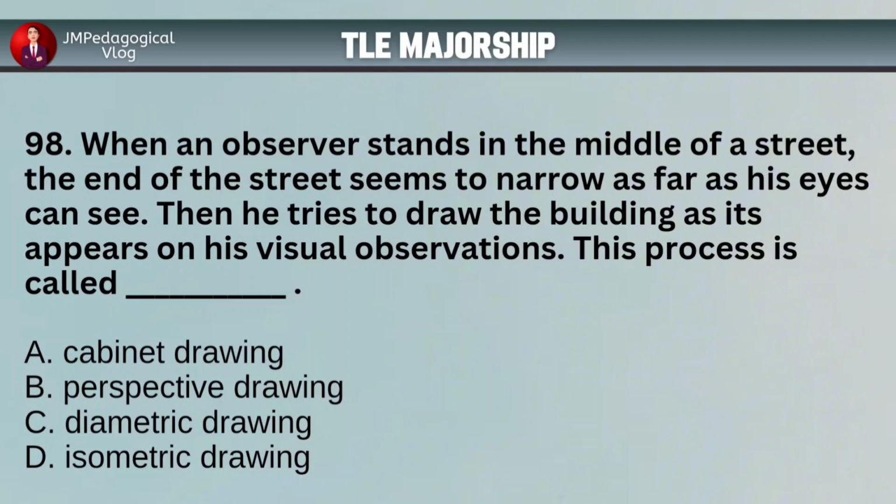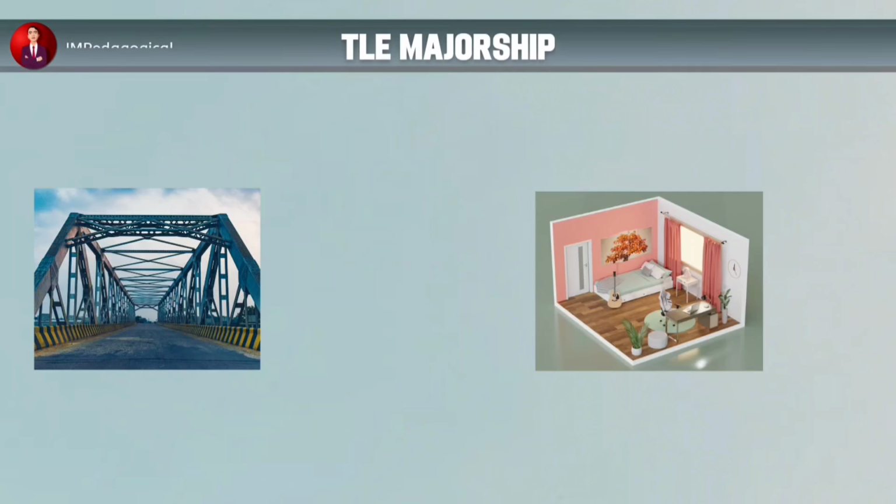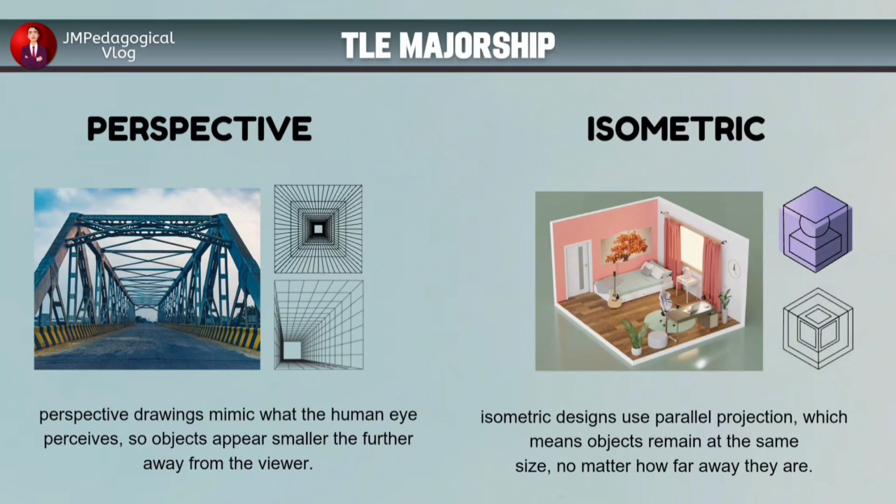98. When an observer stands in the middle of a street, the end of the street seems to narrow as far as his eyes can see. Then he tries to draw the building as it appears in his visual observations. This process is called A. Cabinet drawing, B. Perspective drawing, C. Diametric drawing, D. Isometric drawing. B. Perspective drawing. Explanation. Perspective drawings mimic what the human eye perceives, so objects appear smaller the further away from the viewer.